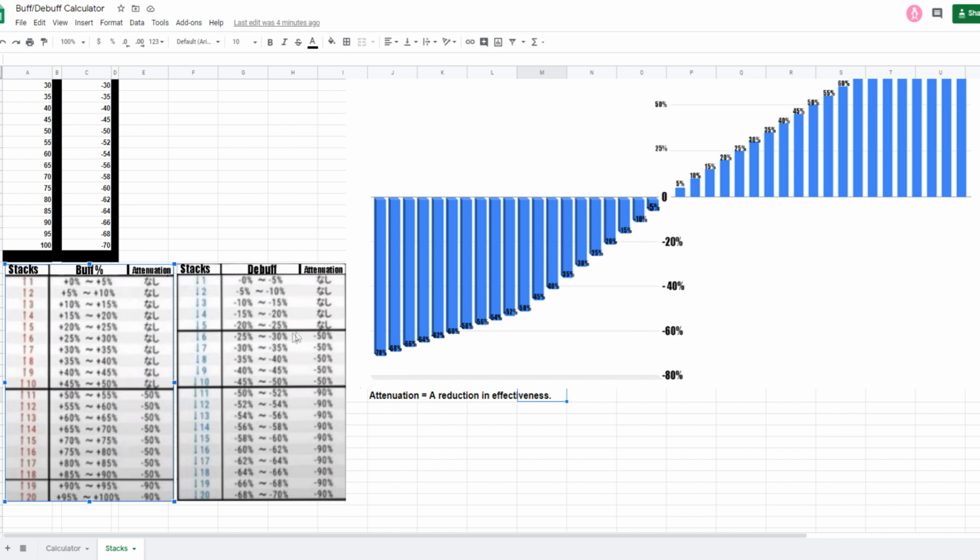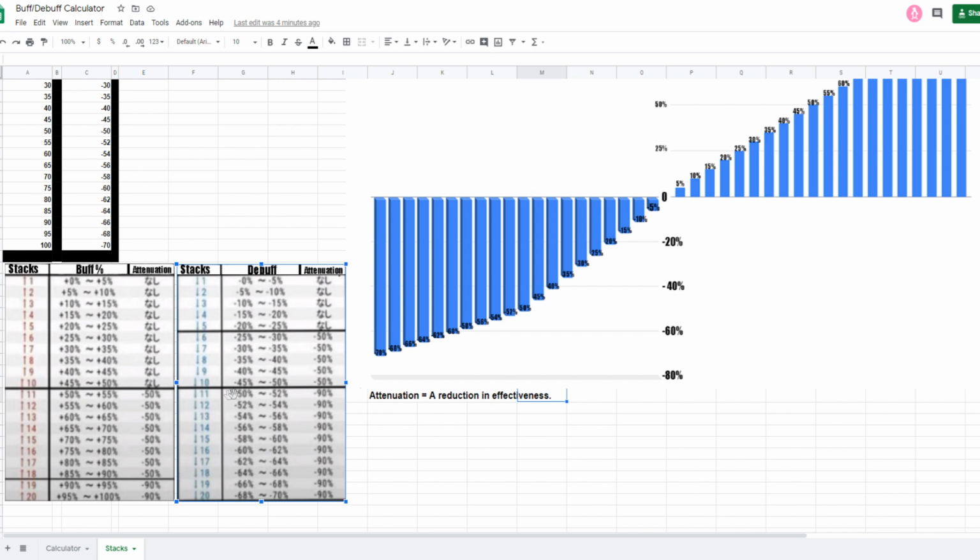And then when it comes to debuffing, obviously it's a little bit different. For debuffing, 0 to 5 stacks, no attenuation. But from 6 to 10, it's a 50%. And then from 11 to 20, it's a 90% drop. But not only that, you can't even debuff for the full 100% like you can with buffing, right? So you cannot get someone to 0, but you can double someone's stats.